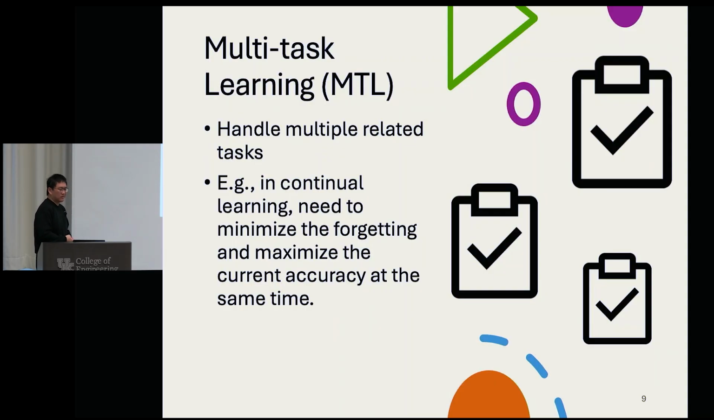And in those multitask learning settings, we usually have multiple objectives. For example, in continual learning, we want to minimize the forgetting of knowledge and maximize the accuracy of the current task. Because we deal with multiple tasks, there are usually multiple objectives. So that's why MOO can be helpful to solve multitask learning.